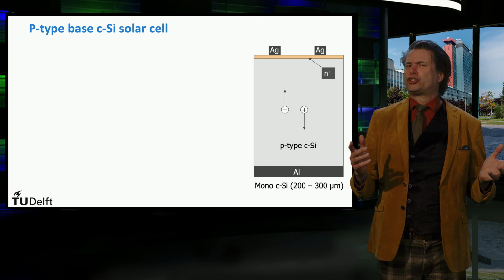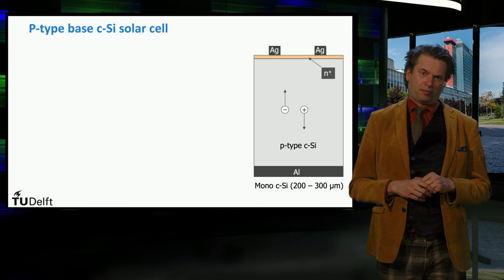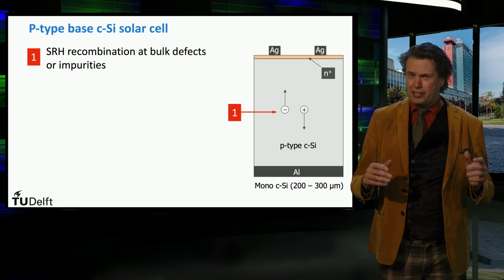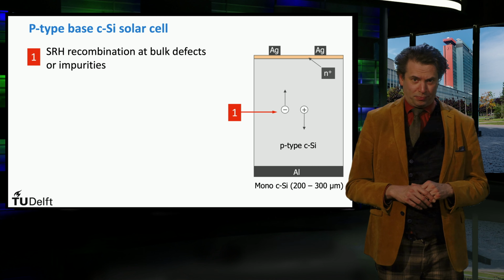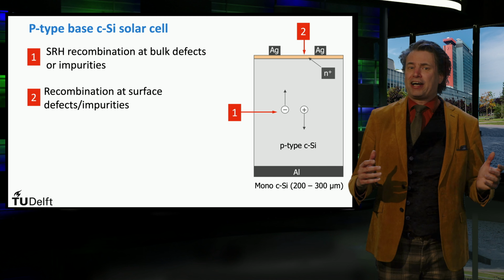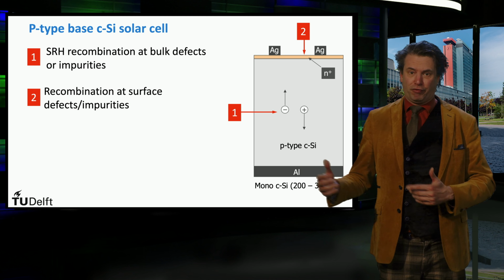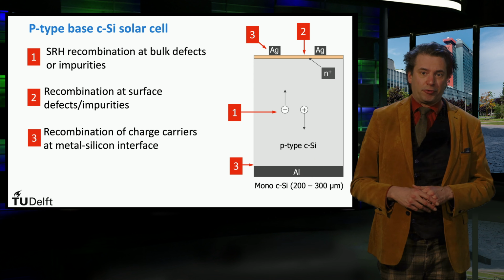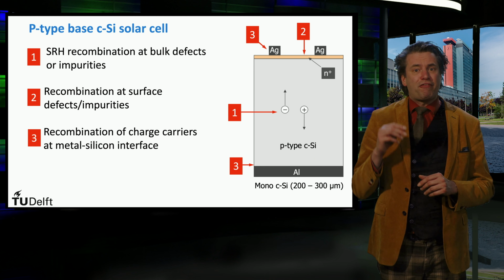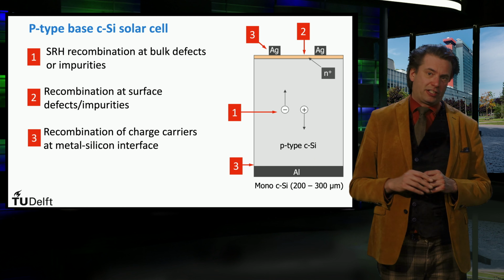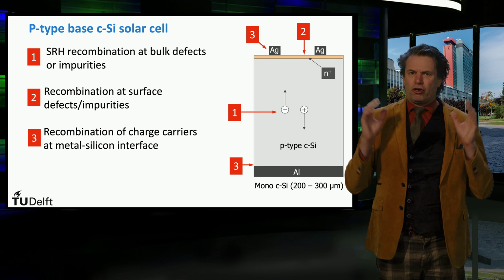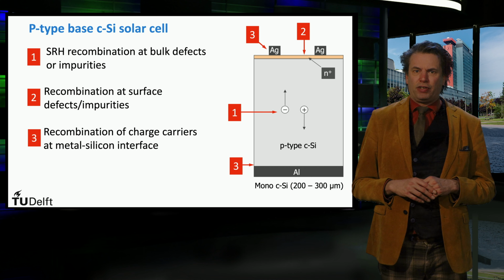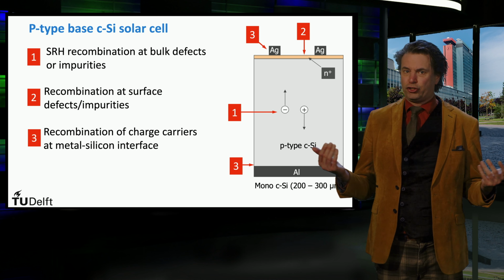Let's consider the Shockley-Read-Hall recombination. This can occur at defects or impurities in the bulk of the p-type wafer. Or this can occur at defects or impurities at the surface of the wafer. Or Shockley-Read-Hall recombination can occur at the defect-rich interface between the metals and the silicon. Keep these loss mechanisms in mind as it will determine the solar cell design choices.